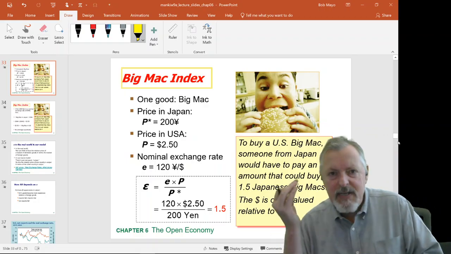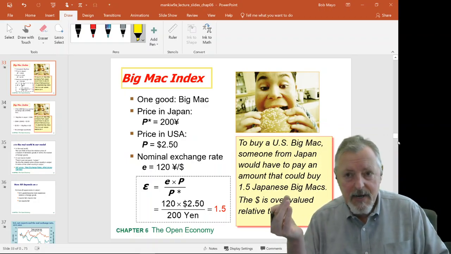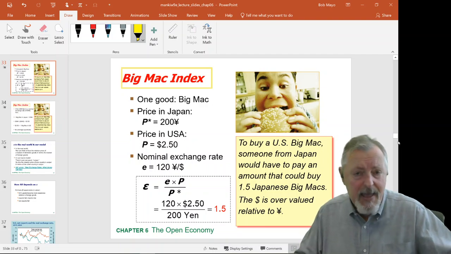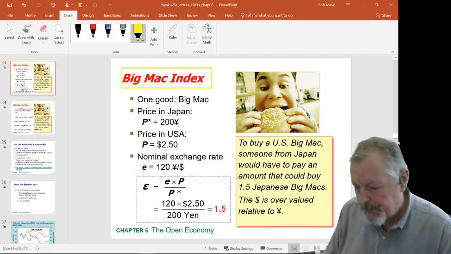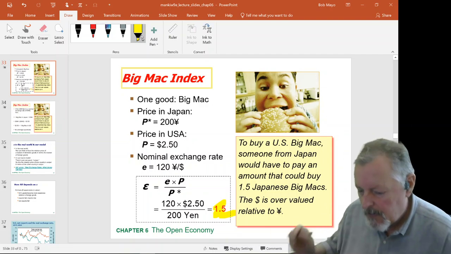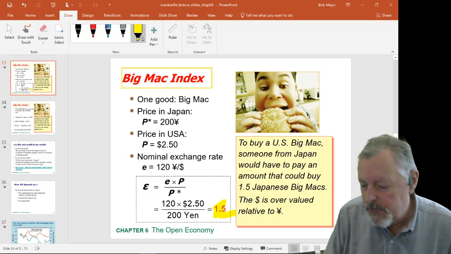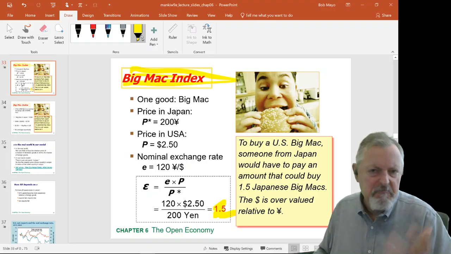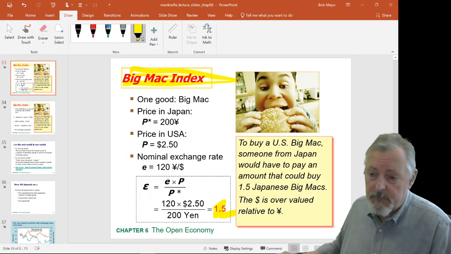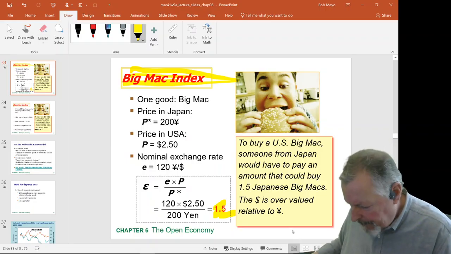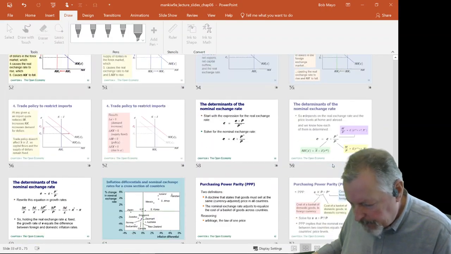So you can look at how many dollars it takes to buy a Big Mac in the United States, how many yen it takes in Japan. The ratio gives you the real exchange rate according to the Big Mac Index. I think it's a little fun thing. It's also very useful. And the last item.